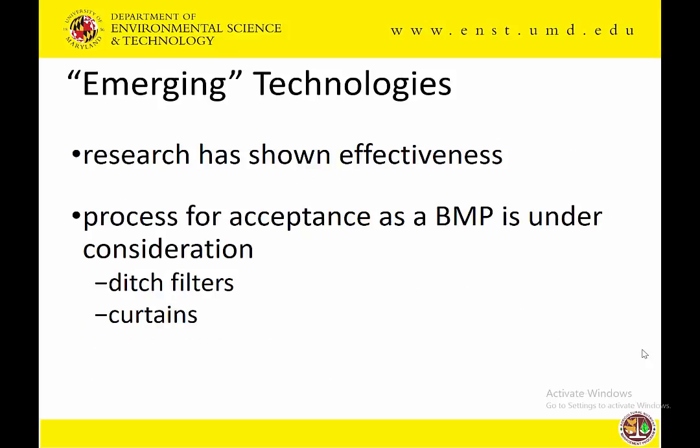Okay, I want to talk a little bit about the emerging technologies. I mentioned these in March, but I've got some new things to tell you. Research has shown that both ditch filters and curtains are effective, but there are not yet technical standards by USDA and NRCS for either, although I understand gypsum curtains may come in the next couple months.